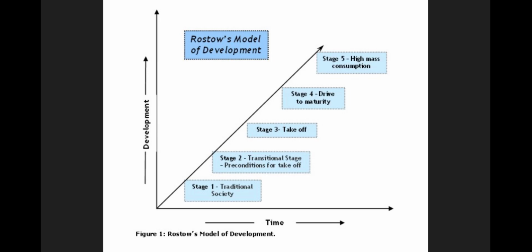These are the 5 models that we look at. Stage 1, traditional society. Stage 2, preconditions for takeoff. Stage 3, takeoff. Stage 4, drive to maturity. And then stage 5, the age of mass consumption, sometimes also the age of mass production. You see that's both. Those two probably go hand in hand. So these are the 5 stages of Rostow.